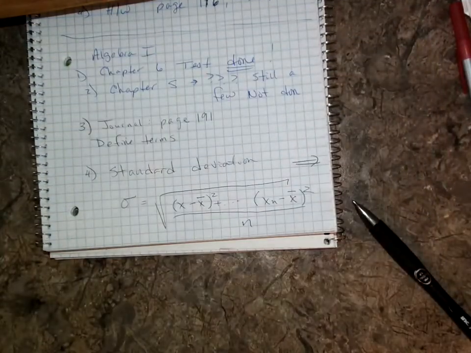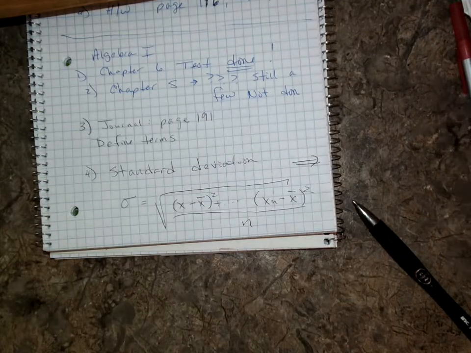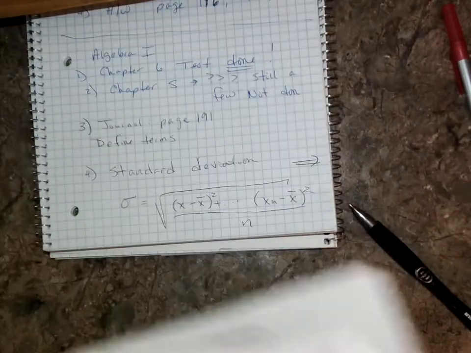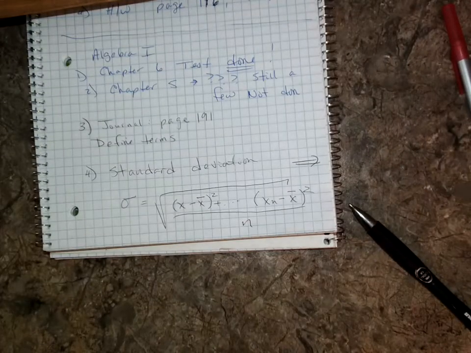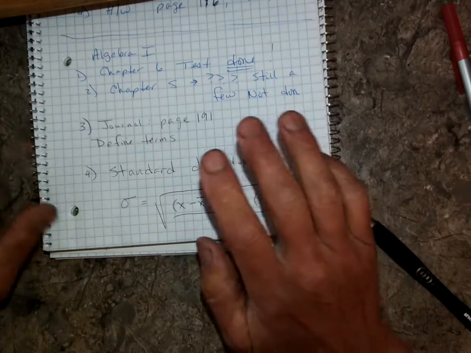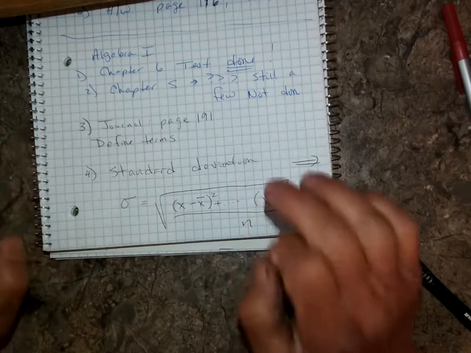Get it done. Chapter 6, though, we did the last week before spring break, and most of you have Chapter 6 done. But if you have not taken the Chapter 6 test, we're moving on. So you've got to get Chapter 6 test done. And I will be talking to parents, I'll be harassing you if you can't get Chapter 6 done, okay?